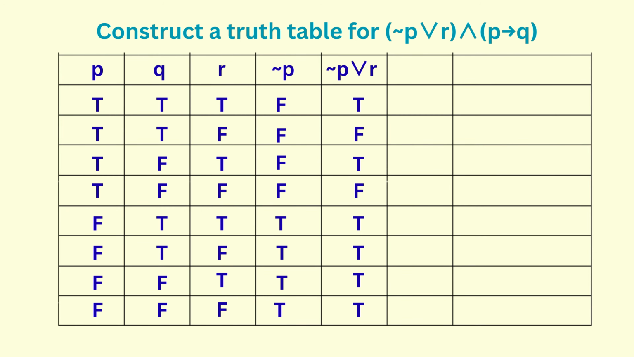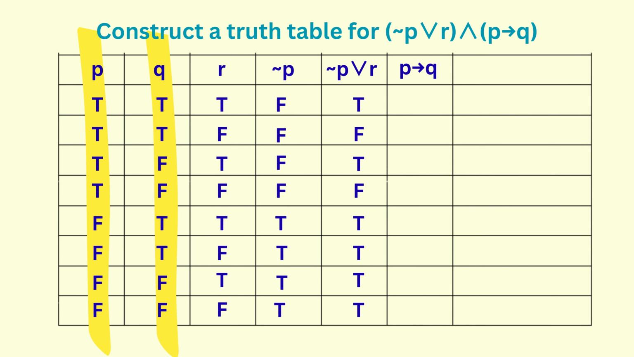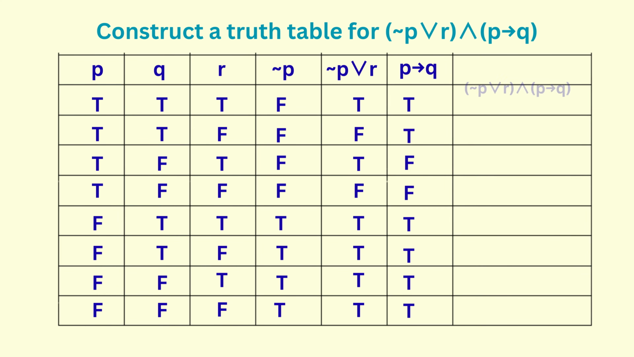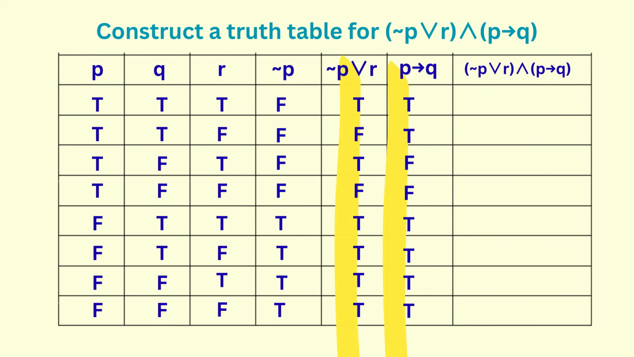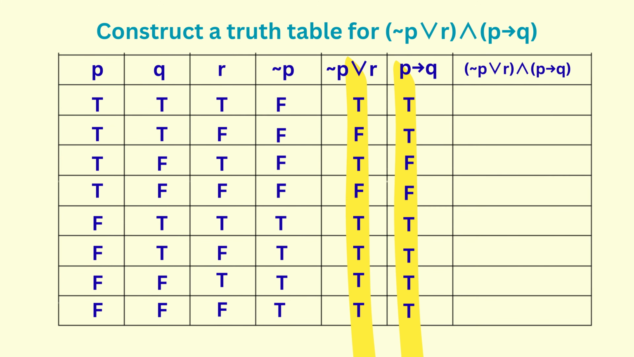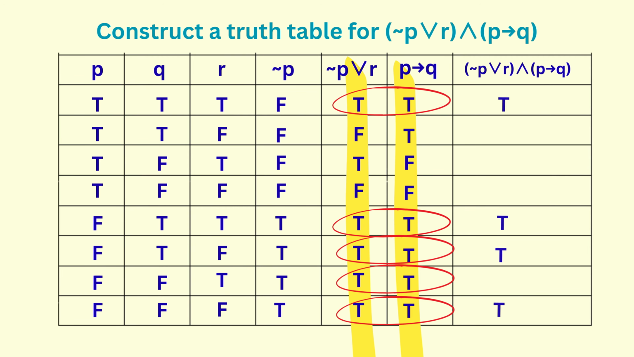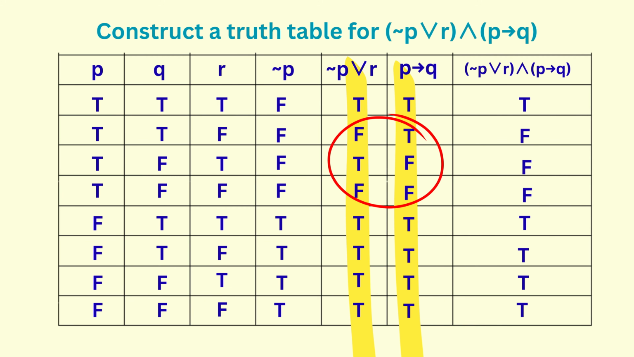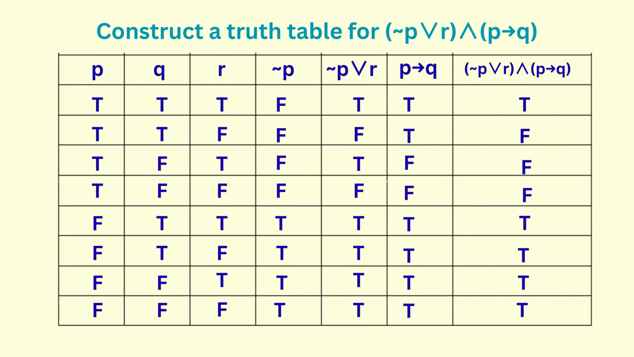To get the column for P implies Q, we combine columns 1 and 2. Recall that this truth table only has a false when there is a true, then false. Otherwise, it's all true. To get our final answer, we combine columns 5 and 6 using the connective AND. Recall that the AND table only has true when both variables are true. Otherwise, it's false. And there you have it. The truth table for the given compound statement.